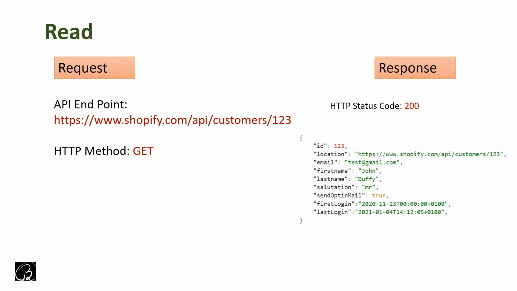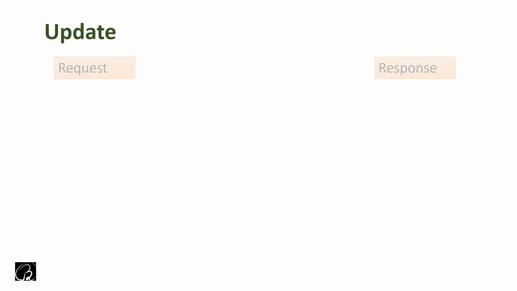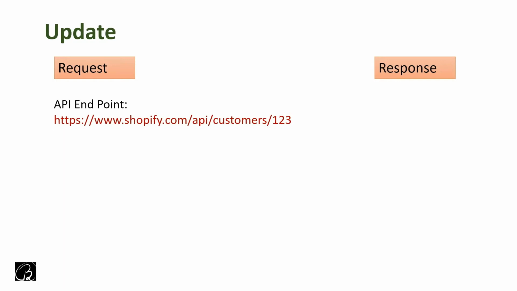So let's talk about update. So let's say I want to change the email ID for that customer which is having unique ID 123. So here my API endpoint would be something like this. So what would be my HTTP method? It would be put because we are updating. So we have to pass the new email ID, right? And that's what we can pass inside a body, like in the form of JSON.